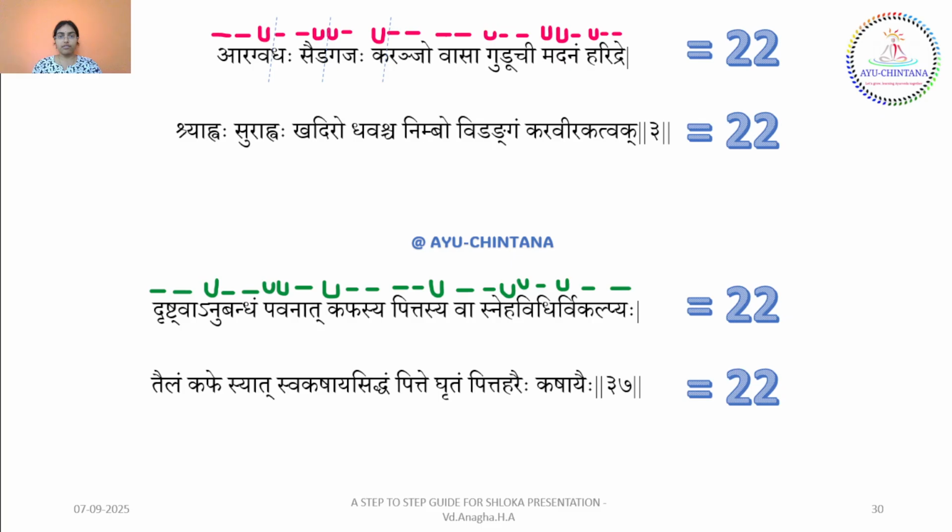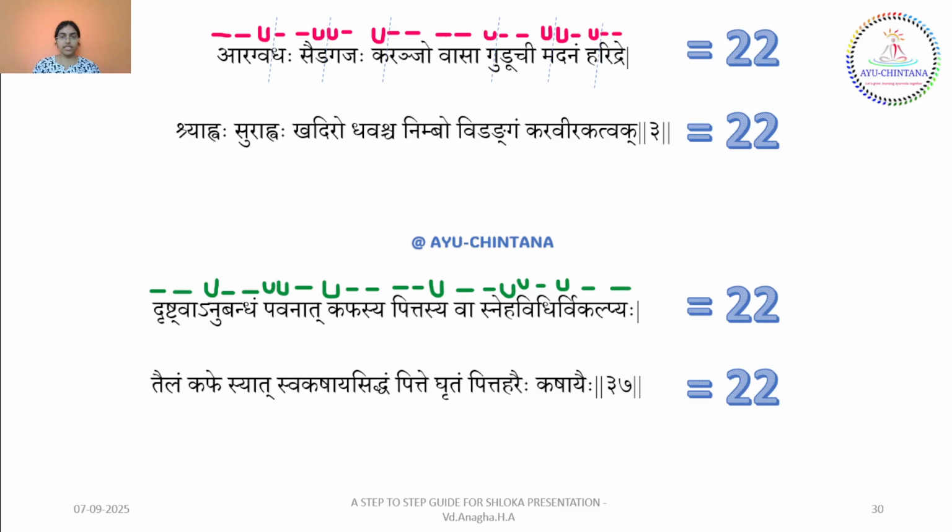Again you have to start counting in 3s. So Vasa Gu will have 3. Du Chi Ma will have 3. The Nam Ha will have 3. And Ri and Dre will have 2. So 11 will be divided as 3 plus 3 plus 3 plus 2.